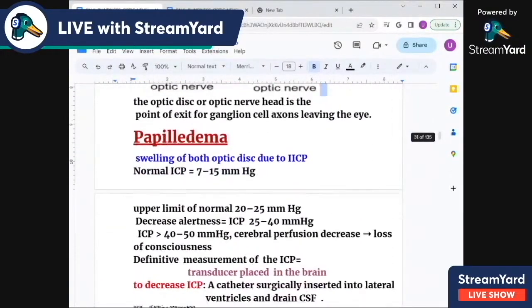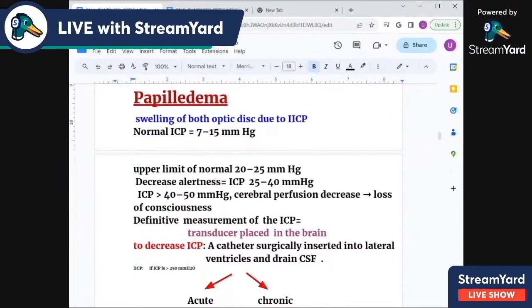So what is the normal intracranial pressure? The normal pressure is about 7 to 15 millimeters of mercury, and at a pressure of more than 25, alertness decreases. And if the pressure is between 40 to 50 millimeters of mercury, cerebral perfusion decreases. That leads to loss of consciousness. And how is intracranial pressure measured? Definitively by a transducer placed in the brain. And how to decrease intracranial pressure? A catheter surgically inserted into the lateral ventricles to drain the CSF.